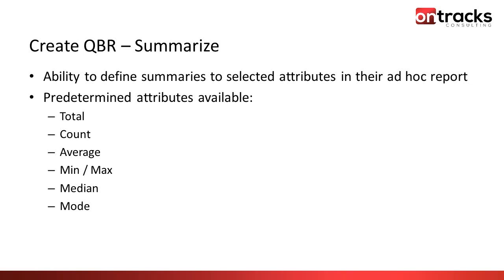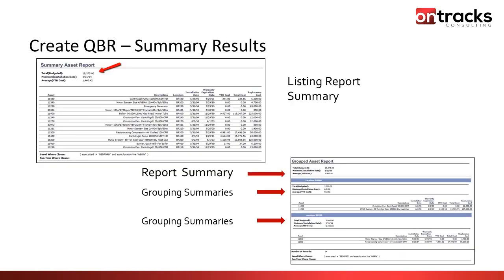So you've got the ability to define summaries to selected attributes in their ad hoc report. You can predetermine attributes available, or I guess that's more functions available. You can figure out your total, your count, your average. So if you've got, say, an average priority of work at a certain location, you can figure out your min, max, median, or mode. So you've got a few functions that are available. I find typically your total and your average are used most often.